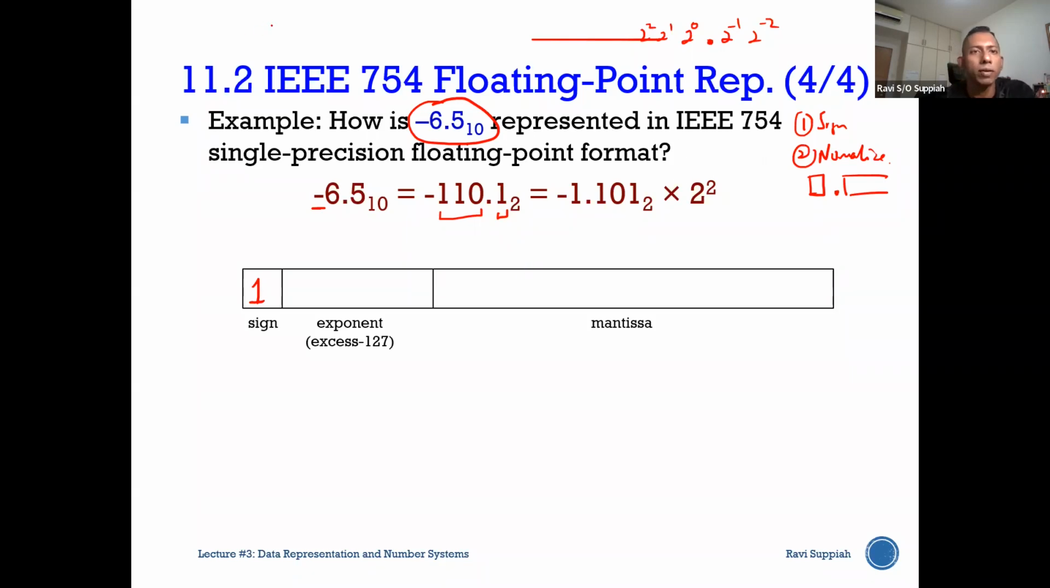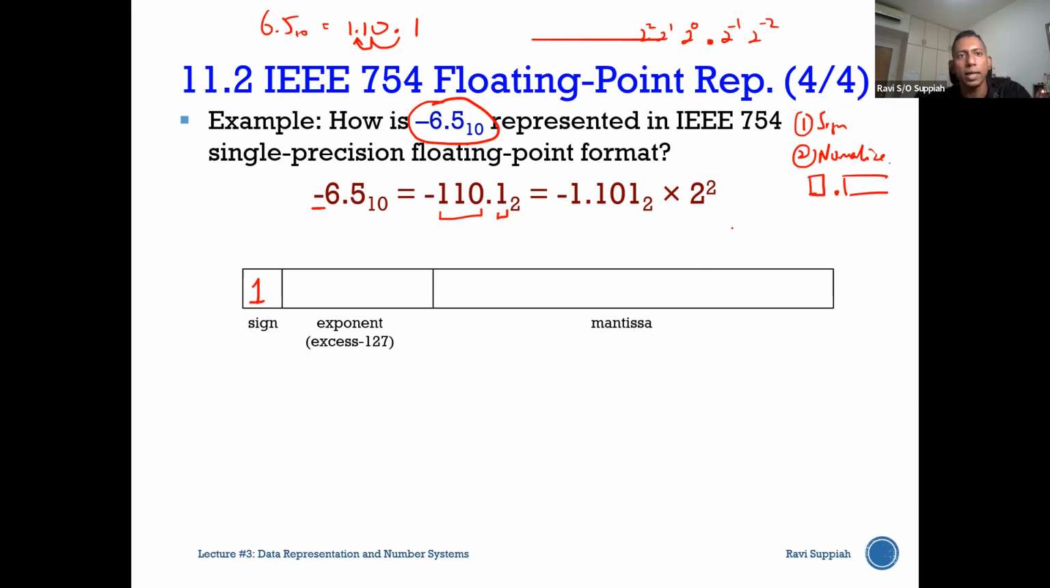So 6.5 in decimal, converted to binary, is 110.1. When we say we want to normalize it, we want to represent it in a form where you shift the decimal point such that there's only one digit in front of the decimal point. So I need to shift the decimal point until there's only one digit in front of it. How much did I shift by? I shifted to the left by 2. That is equivalent to multiplying by 2 to the power of 2.